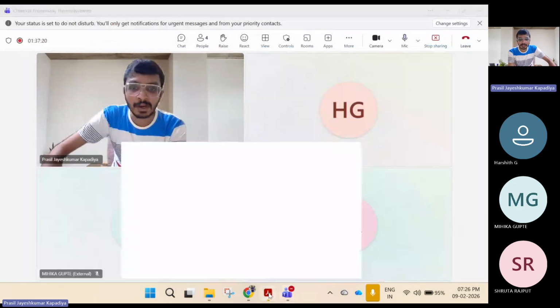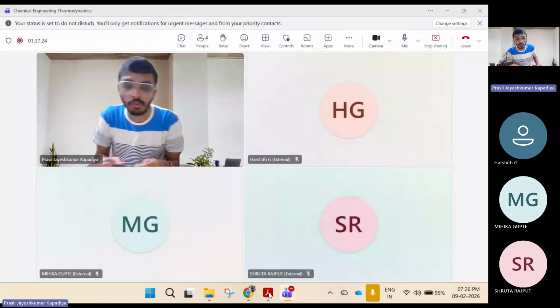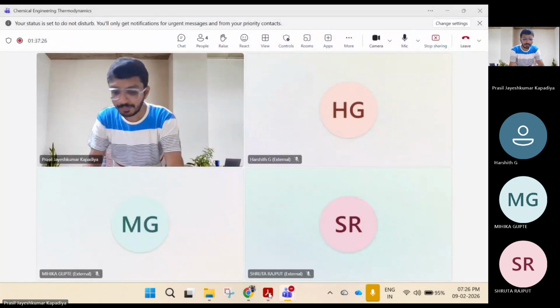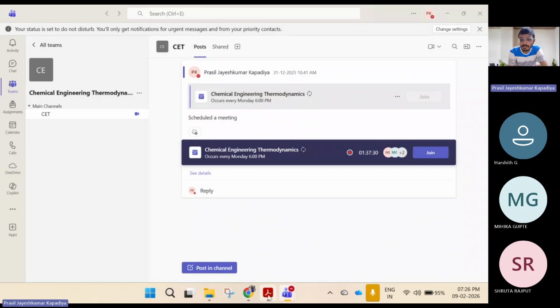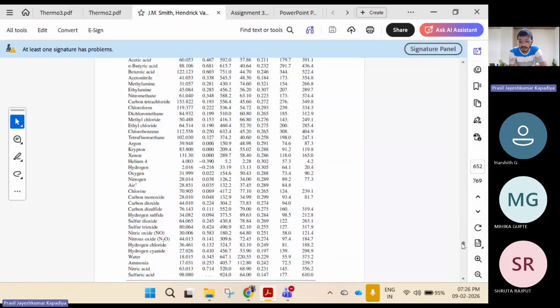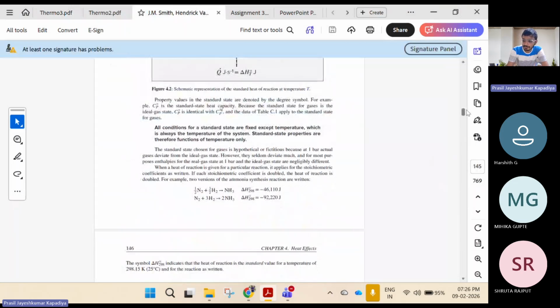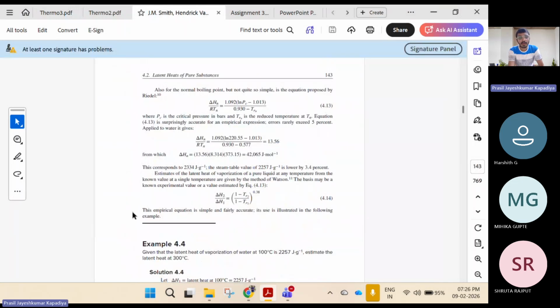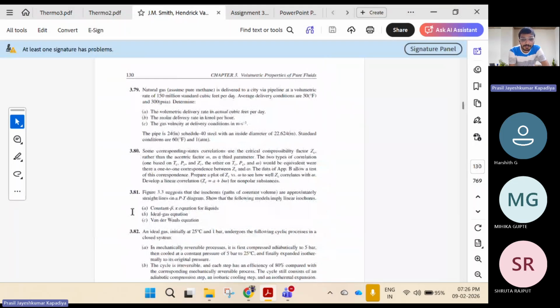Now the second part. Is this clear to everyone? It is very easy to follow. Okay, I was going to show you this Z, compressibility factor. So what is compressibility factor? Can anyone tell me? Harshit, can you tell me? You mentioned compressibility factor.